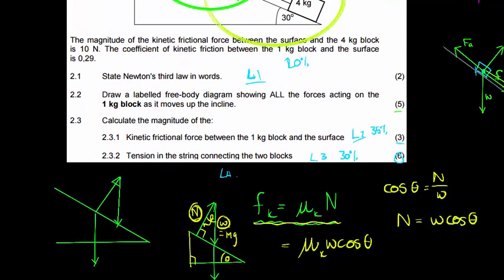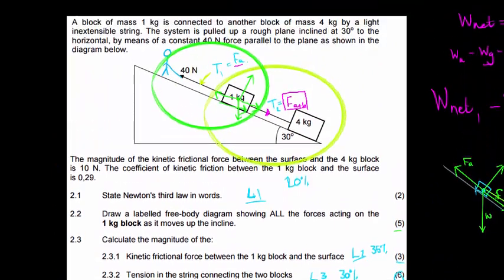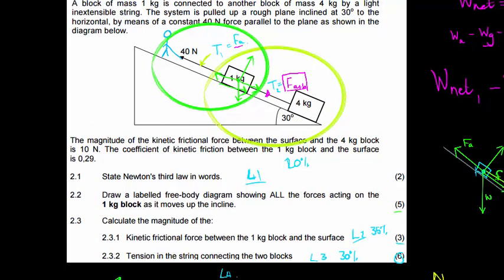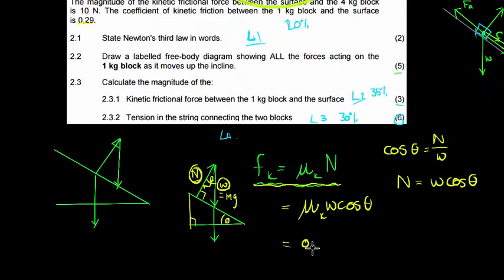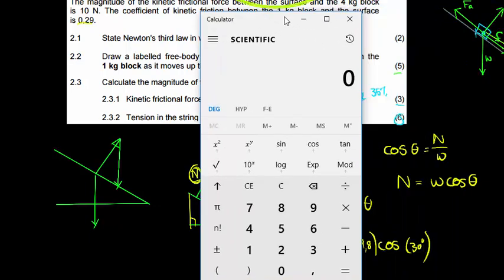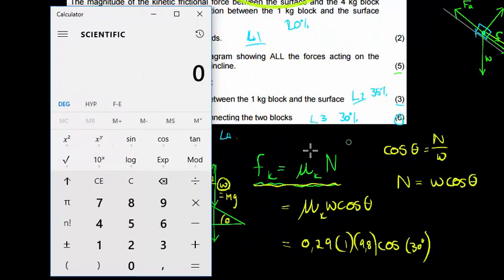So here's our formula to use. The 1 kilogram block has a coefficient of 0.29. The weight is the mass of the 1 kilogram block, which is 1, times gravity, which is 9.8, times cos of 30 degrees, because that's the angle. What do you get? Do it with me so that we get the answer verified.